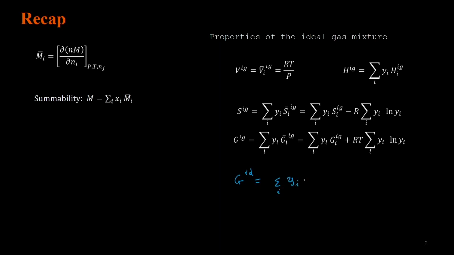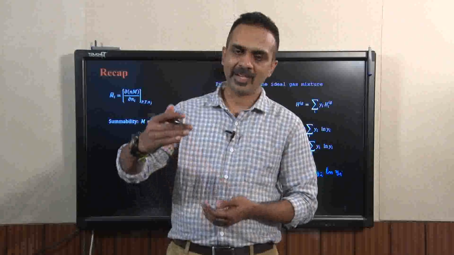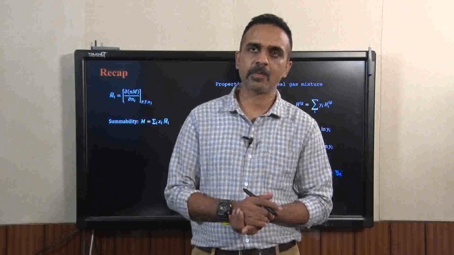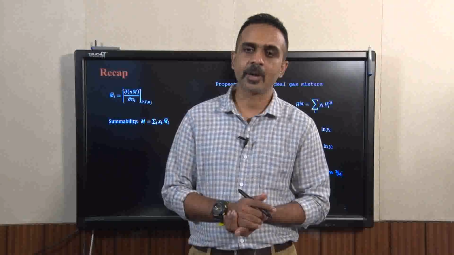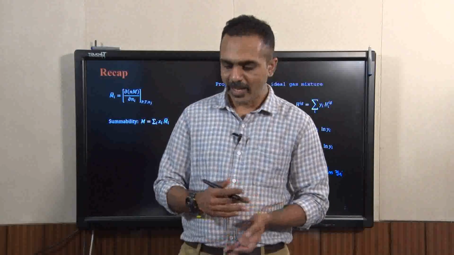So G for an ideal solution is sigma yi Gi for the pure species plus RT sigma yi ln yi. And based on this, we can derive the other thermodynamic properties such as the entropy, enthalpy, and volume for an ideal solution, and we have also defined a host of other thermodynamic properties such as property changes upon mixing, etc.